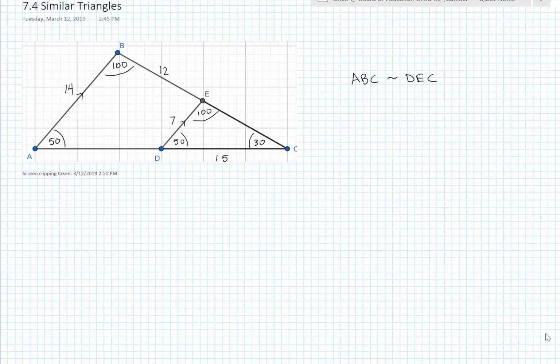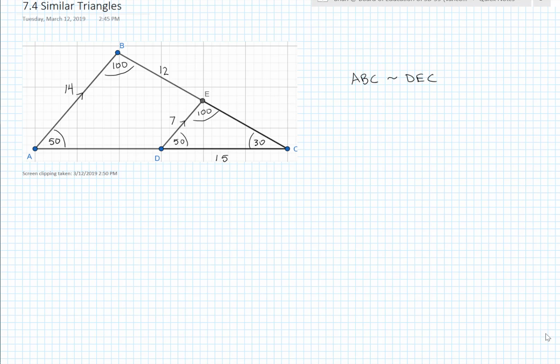So similar triangles are a very important topic because they crop up a lot in mathematics and in real-world problem solving. And there's a variety of ways that you'll be presented with similar triangles. One way is what I've shown here, where you have essentially a triangle inside a bigger triangle.